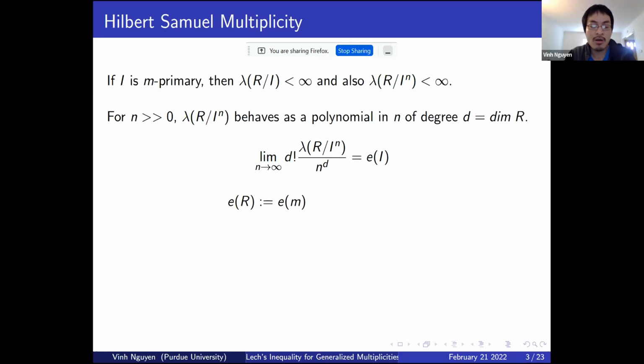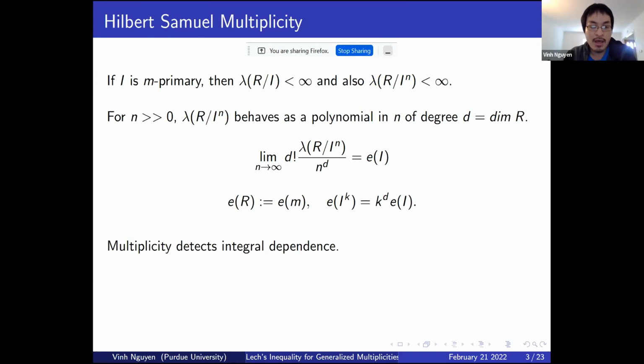Okay, so E of R does not denote the multiplicity of the unit ideal, but instead denotes the multiplicity of the maximal ideal. And we're going to call this the multiplicity of the ring. So I'm also going to throw this fact in here because I'm going to use it later during calculations. The multiplicity of the kth power of an ideal is equal to k to the d times the multiplicity of the ideal.